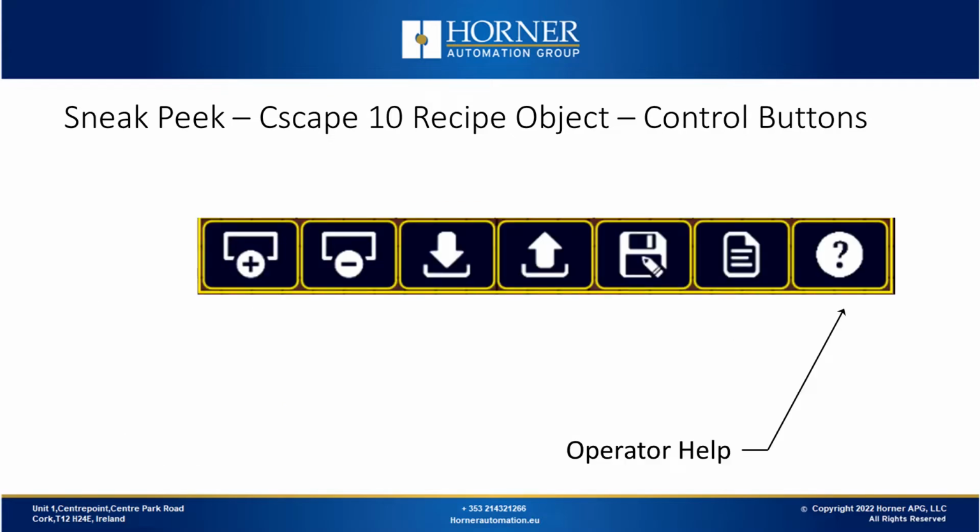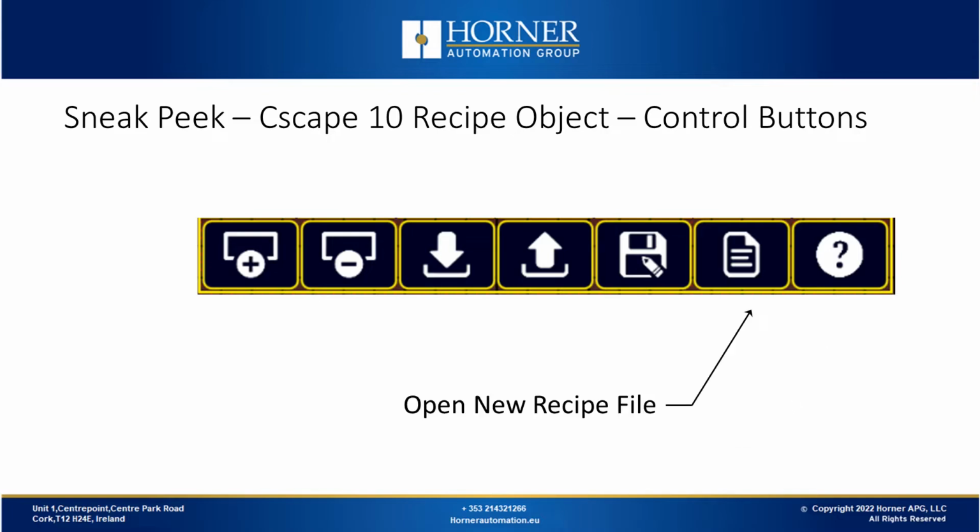Now let's talk about the control buttons that are available for the recipe object in Cscape 10. For this feature we have omitted textual descriptions in the button so everything is an icon. And that works really well typically as long as the users understand what the icons mean. So in addition to trying to select meaningful icons, we've also added an operator help button. And I'll show you how that works at runtime. So for instance, if the operator has any uncertainty about what a button does, they can use that help button to answer that question. You can see that on the right hand side.